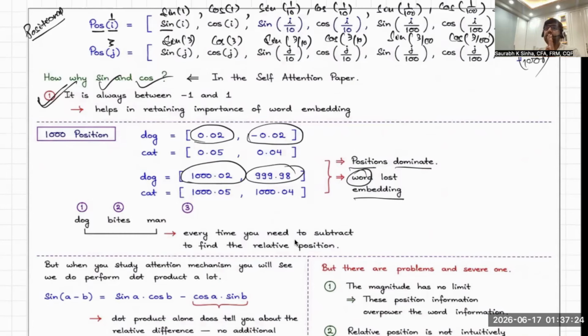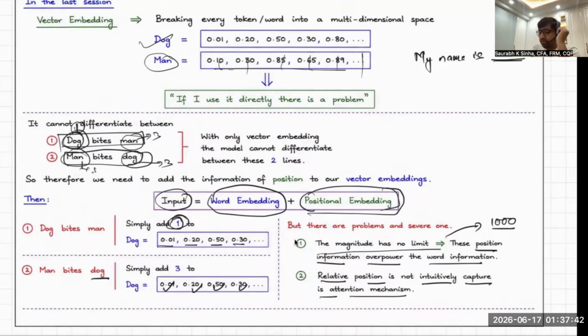Now, the second one is, I was talking about the relative information of two words not being intuitively captured. What I was trying to highlight: see, if man is before dog, and for man I have given the position of 1, and for dog I have given the position of 3. So 3 minus 1 will give me 2, and this information is telling me that dog comes after man.